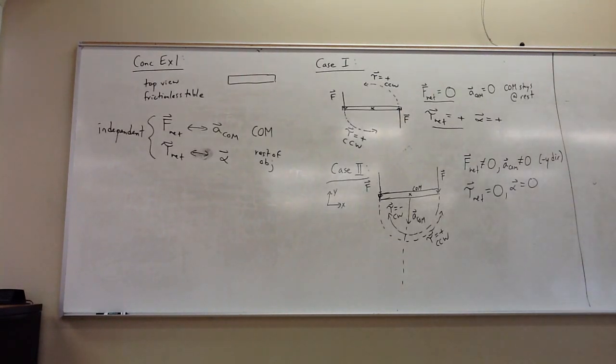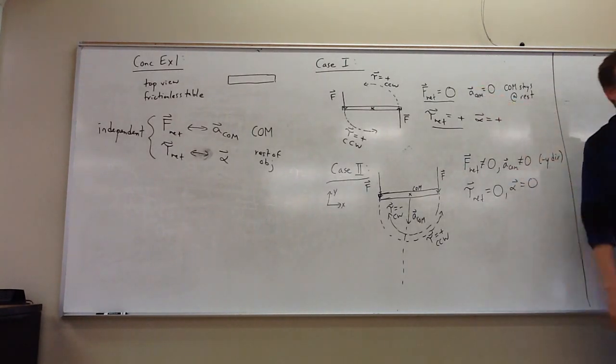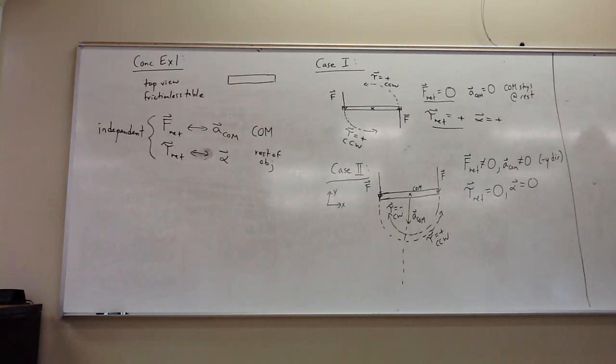So there's a case where which one is 0 and which one's not is flip-flopped, right? Up here, the net force was 0. Here, the net torque was 0. If I just stop with these two cases, you might get the false impression that when one is 0, the other one's not. Of course, they're independent, which means they could both be 0 or neither be 0. Let me do those cases.